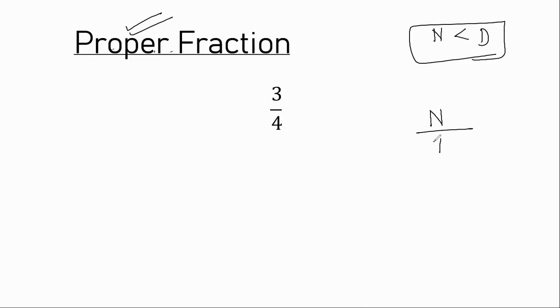The first type of fraction is the proper fraction. A proper fraction is a fraction in which the numerator is always smaller than the denominator. Please remember this thing: in a proper fraction, the numerator is less than the denominator. The numerator you always write above, and the denominator you always write below. So when the upper number is less than the lower number, that fraction is called a proper fraction.